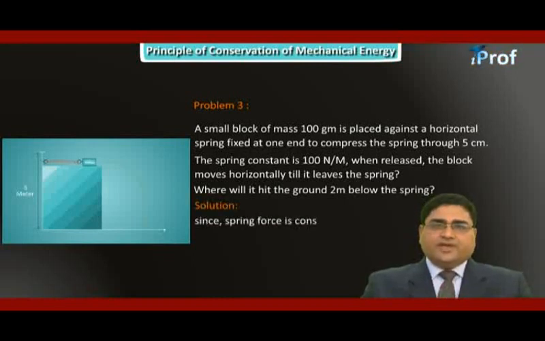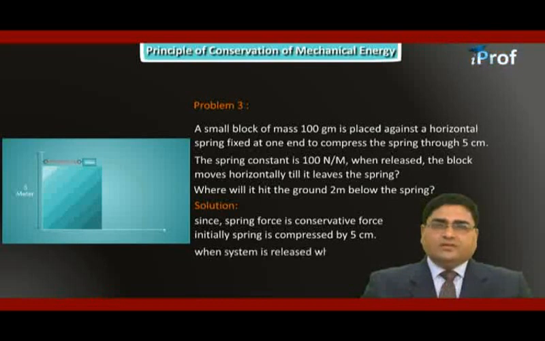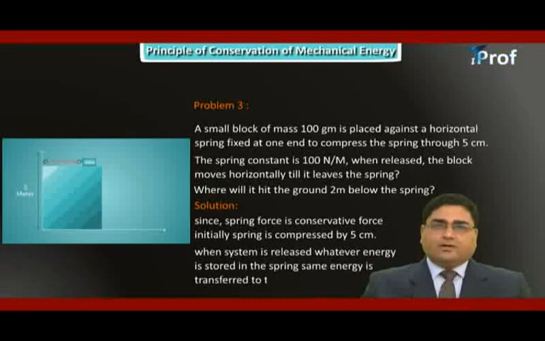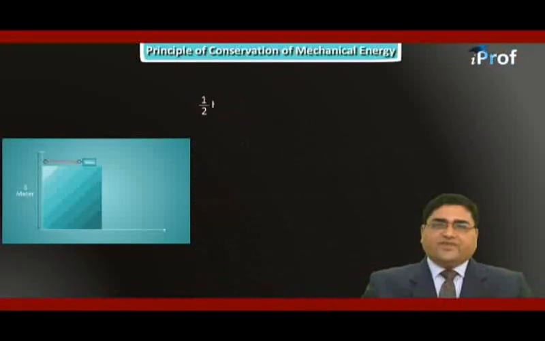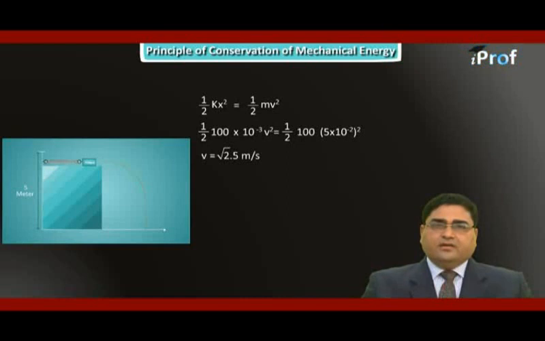Since the spring force is conservative force, initially spring is compressed by 5 cm, so elastic potential energy remains stored in the spring. When system is released, whatever energy is stored in the spring, same energy is transferred to the block. Let us assume that the mass of the block is m, which is 100 gram, so half kx square equal to half mv square. So we get value of v.